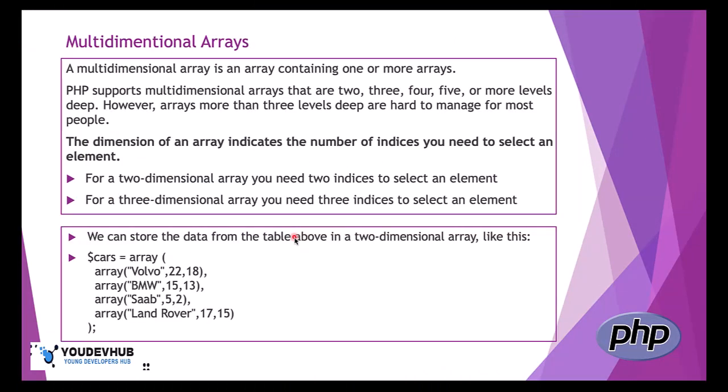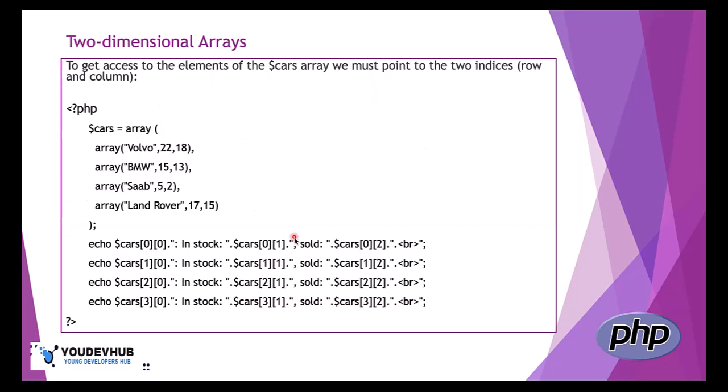Okay, so we have multidimensional arrays. A multidimensional array is an array containing one or more arrays. PHP supports multidimensional arrays that are 2, 3, 4 or more levels deep. However, arrays more than 3 levels deep are hard to manage for most people. The dimension of an array indicates the number of indices you need to select an element. For a 2-dimensional array, you need 2 indices. For a 3-dimensional, you need 3. We can store data from the table above in a 2-dimensional array like this, which shows the BMW and 2 other values stored.